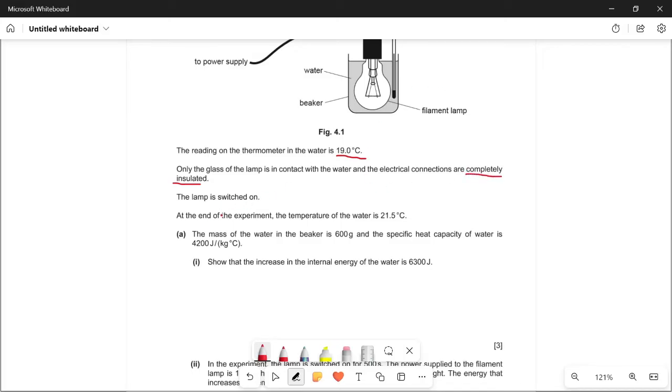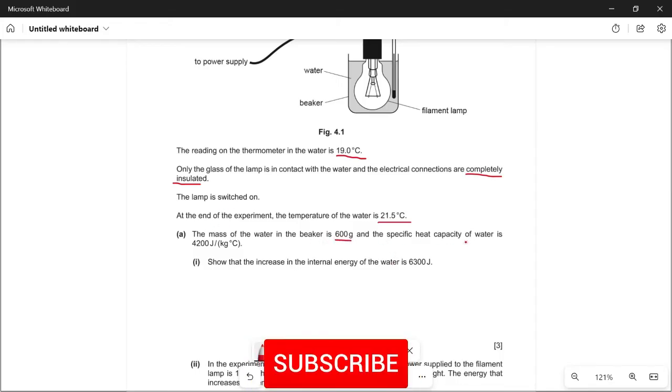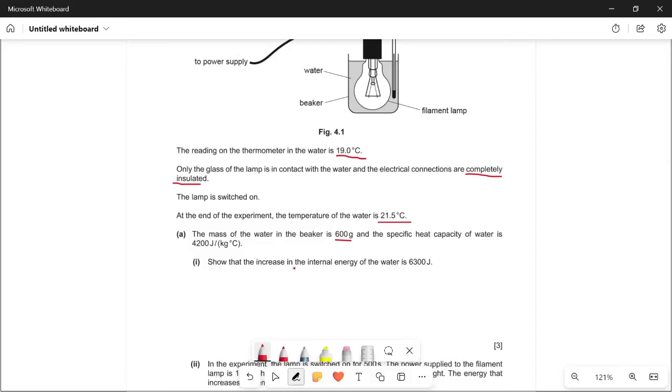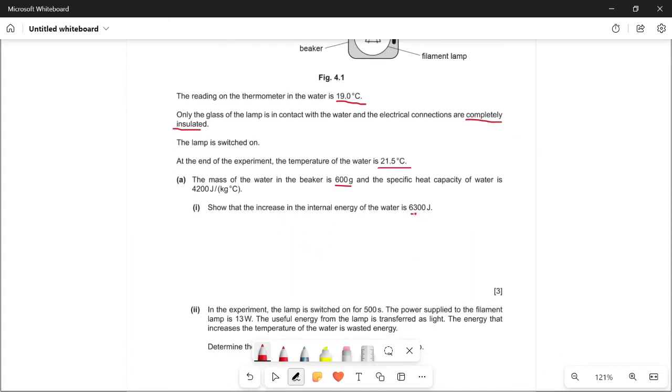The lamp is switched on. At the end of the experiment, the temperature of the water is 21.5 degrees Celsius. The mass of the water in the beaker is 600 grams, and the specific heat capacity of water is 4,200 joule per kilogram degree Celsius. Show that the increase in the internal energy of the water is 6,300 joules. So the formula is Q, which is the energy, equals the mass times specific heat capacity times the change in temperature.